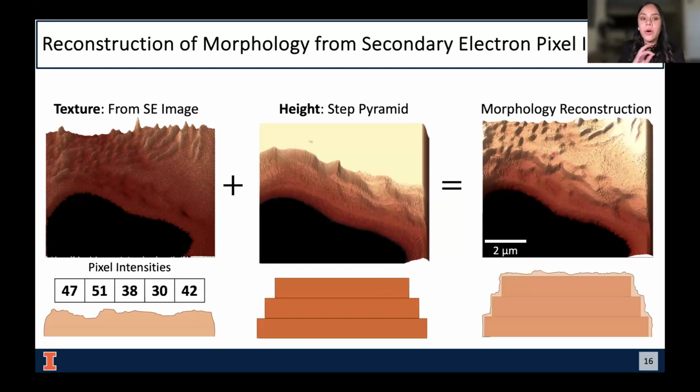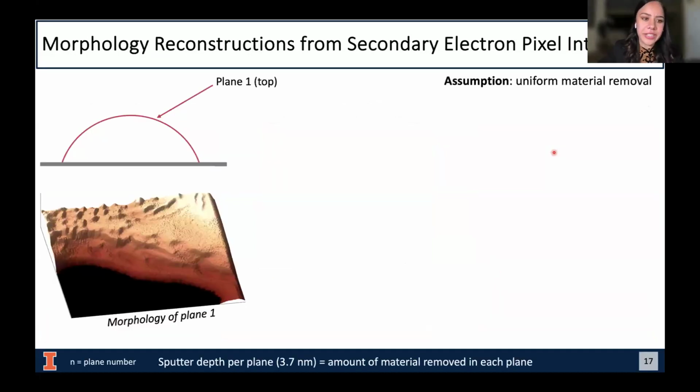Now, this is a morphology only for plane 1. For this data set, we had 600 images. So we need 600 morphologies, one for each image. We only have plane 1 here. So the natural question is, well, then how do you do the other morphologies? Well, that's what I'm going to answer now.